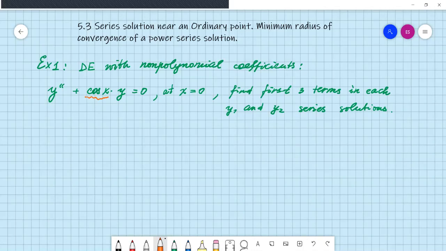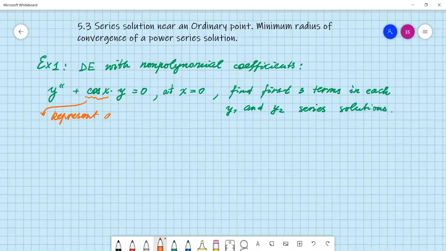What are we going to do with cosine? We are going to represent cosine as a series. Because we are looking for a solution at 0, we are going to represent it as a series at 0. So cosine of x, you probably remember somewhere in the beginning of chapter 5, I was telling you that cosine is 1 minus x squared over 2 factorial plus x to the power of 4 over 4 factorial minus x to the power of 6 over 6 factorial and so on, right? So it's going to have even powers of x.